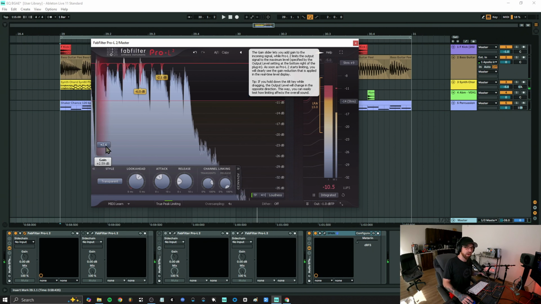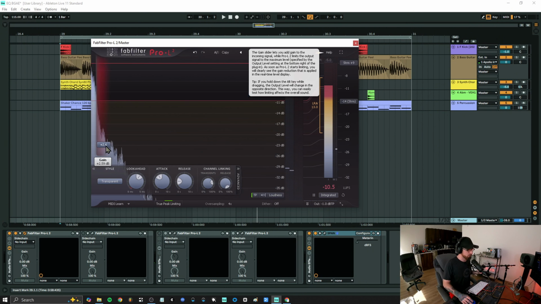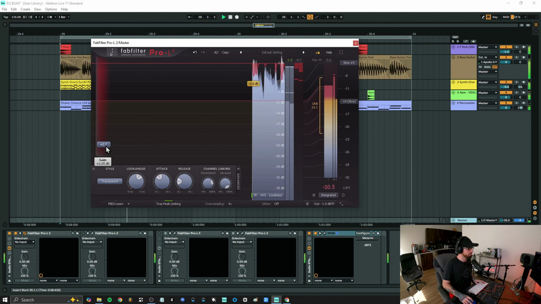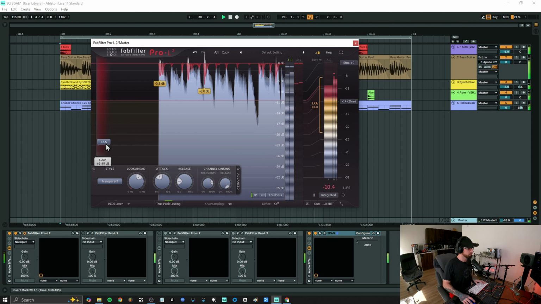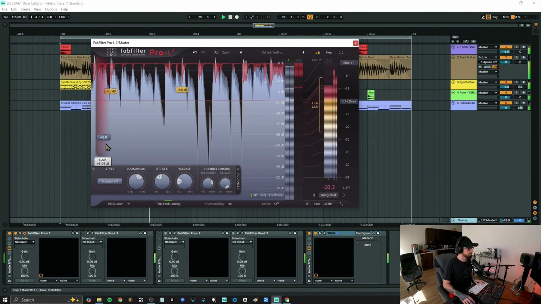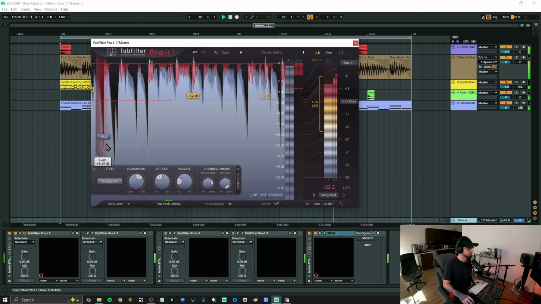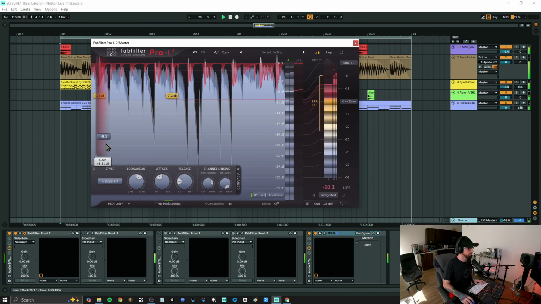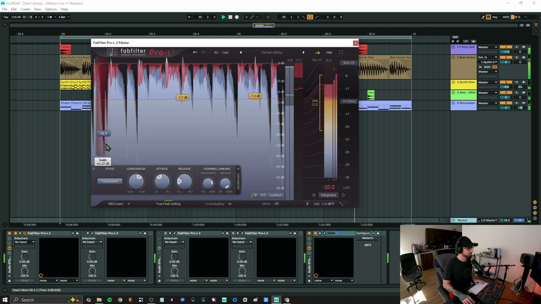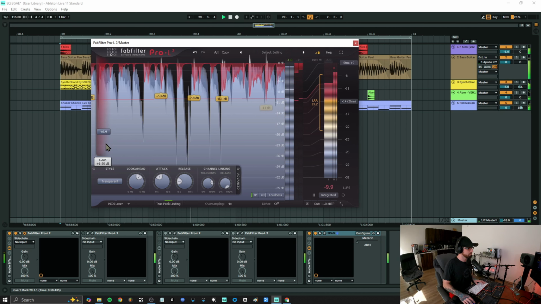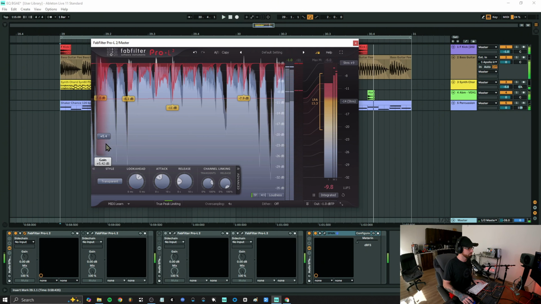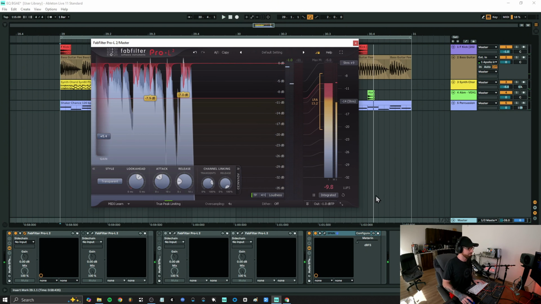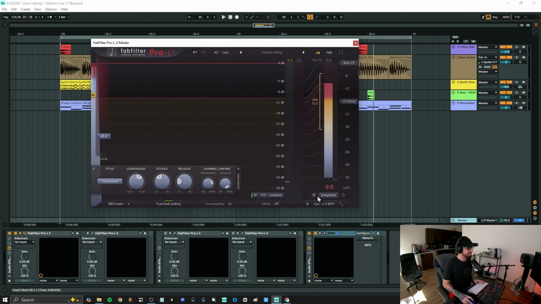Now that we've smoothed it out a little bit, let's see if we can milk just a little bit more out of the limiter. That sounds about right. So now let's get into LUFS, or loudness units relative to full scale.